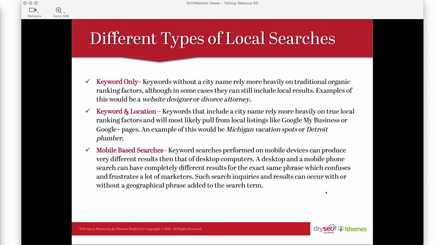Now the third instance is a mobile-based search. So mobile can give similar or very different results than a desktop search. And again, if you're working with clients or for your own website at a local level, you should look for searches on your mobile device just to see what comes back and how they shift. Because again, you want to take that all into consideration when you're doing your site mapping and you're planning for what keywords that you really want to go after.